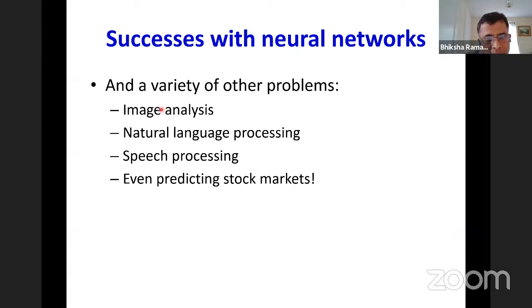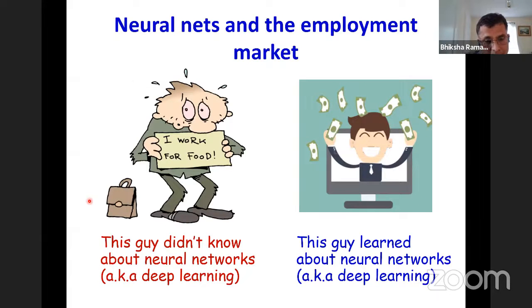So neural networks have begun to achieve these levels of astonishing performance in a variety of tasks, like image analysis, natural language processing, speech processing, even predicting stock markets. And so as a result, we've gotten to this state in life where knowing about neural networks is no longer just a brownie point on your resume, it's a requirement. If you're working in tech, and if you're not familiar with neural networks, if you don't know what they are, if you don't know how to use them, how to build them, you won't find a job. At least not in any field related to AI. So it's become a necessity.